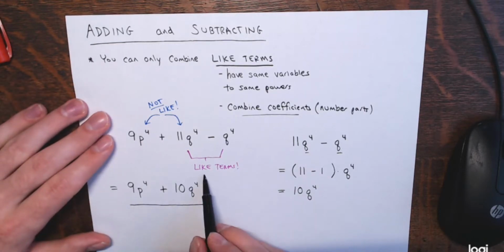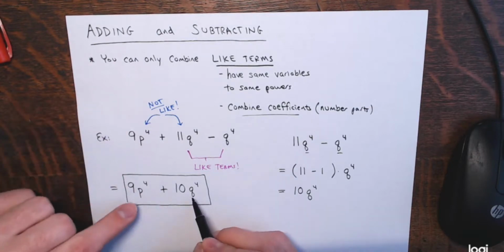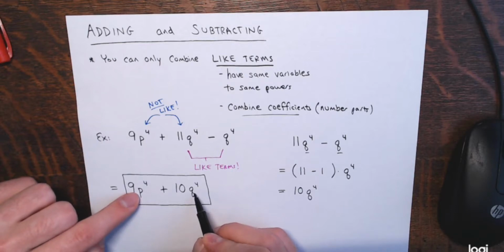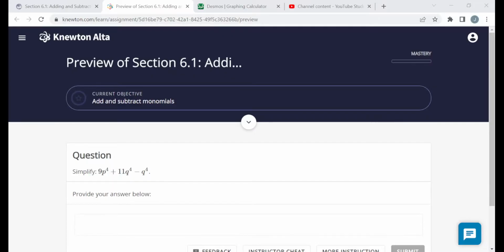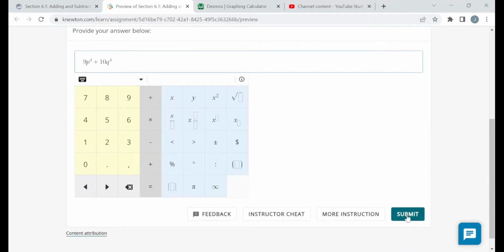This right here is as simple as this would get, because once again, these are not like terms. This has p to the fourth, this has q to the fourth, not the same variable. And that's what I'll type. So after combining the like terms, I end up with 9p to the fourth plus 10q to the fourth, right? I end up with a binomial, two monomials added together, two terms.